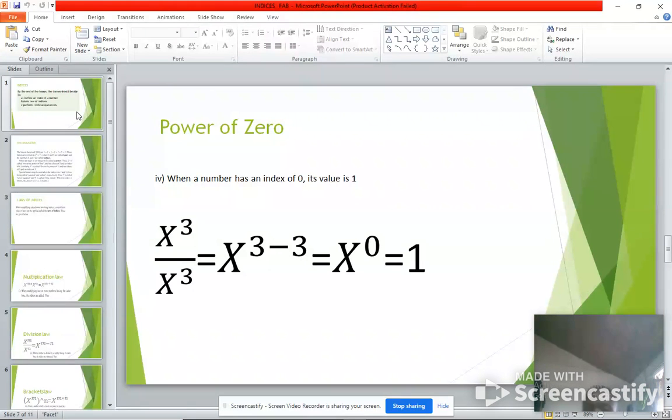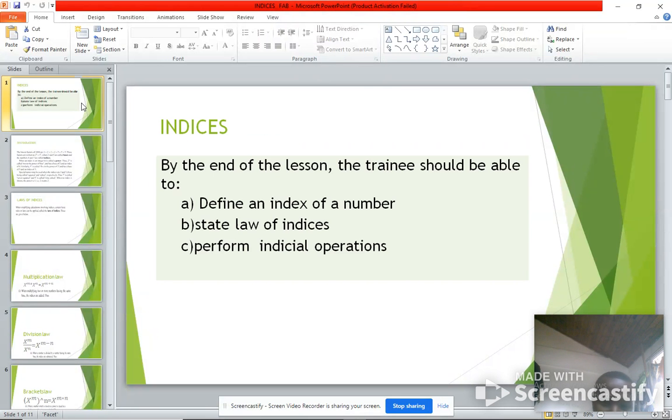So, welcome to today's class. Your teacher is Mr. Franklin. Today we are going to learn about indices, and our objective for today is to define an index of a number, state the laws of indices, and finally perform the indices operations.